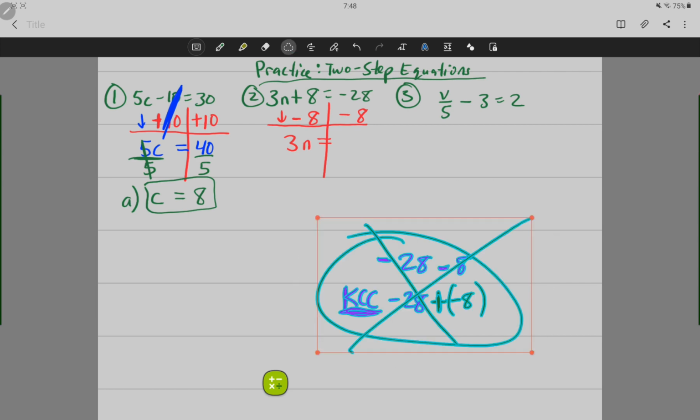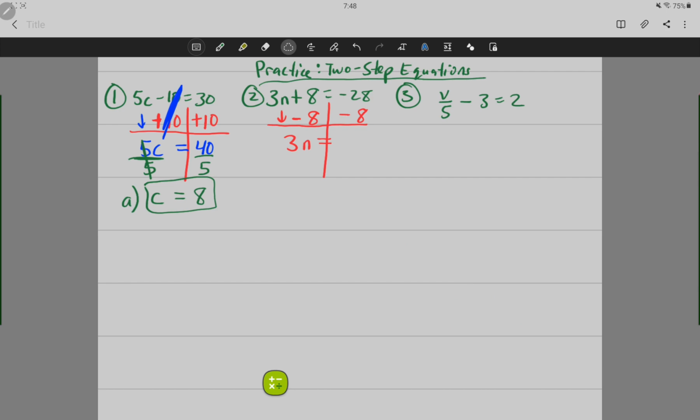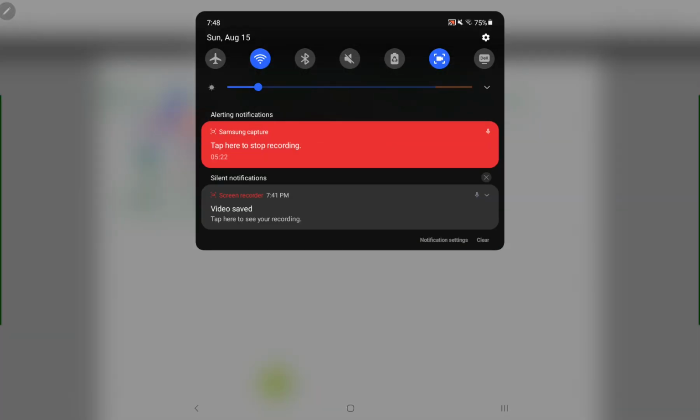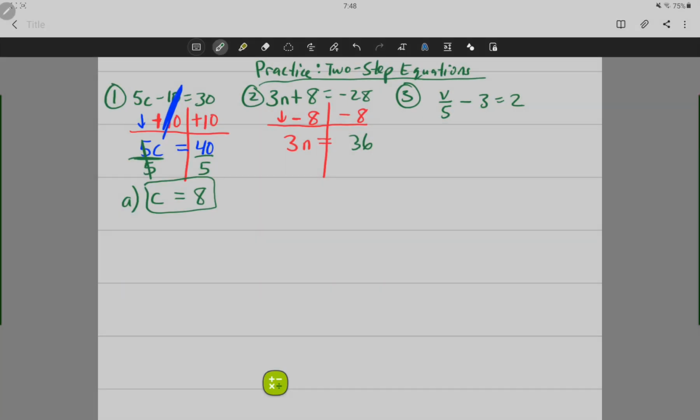What you can do, if you remember your rules for integers, if you have the same signs, you're going to add them. So I see negative 28 minus 8. Again, think of it as negative 28 and negative 8. So we have the same signs. So we're going to add 28 and 8, which is 36, and keep the sign of the number with the greater absolute value. So I'm looking at the 28. That's the greater absolute value. It says negative, so we keep that negative. Now our problem says 3n equals negative 36.